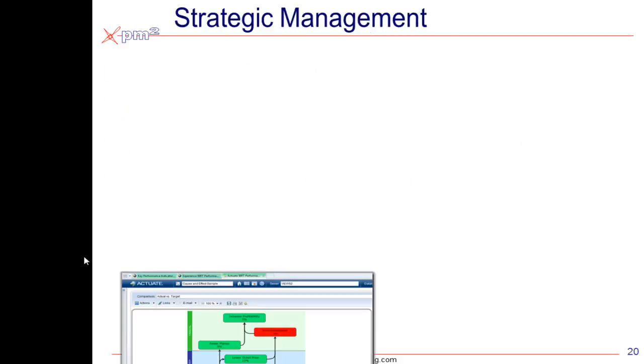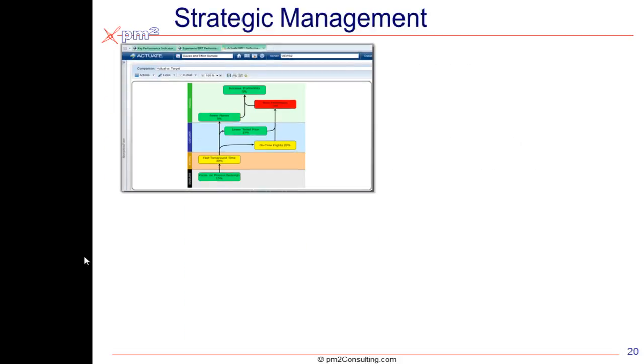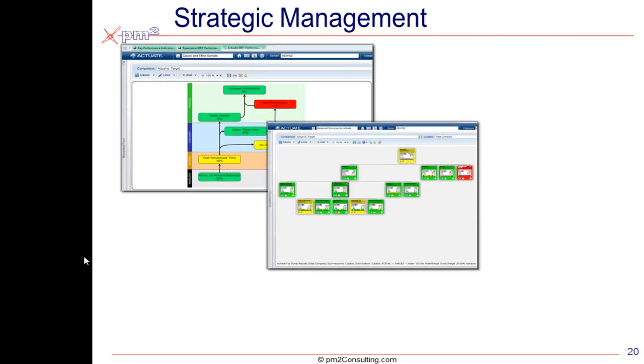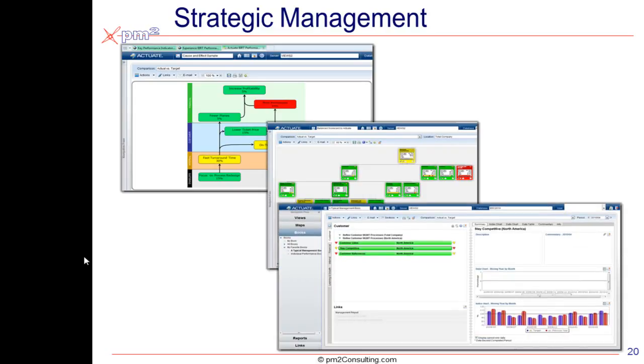So in summary, we're going to cover off strategy maps and key performance indicators, how those enable dashboards that drill down into the operational detail of the organization, and how to use those to manage the organization better.